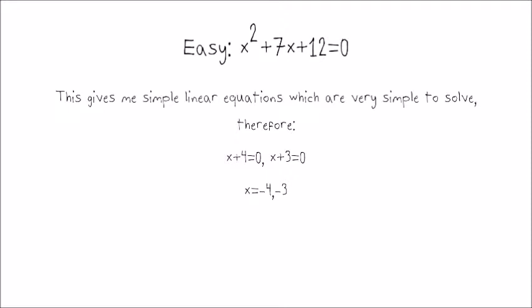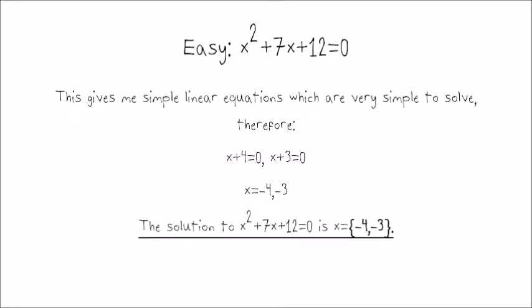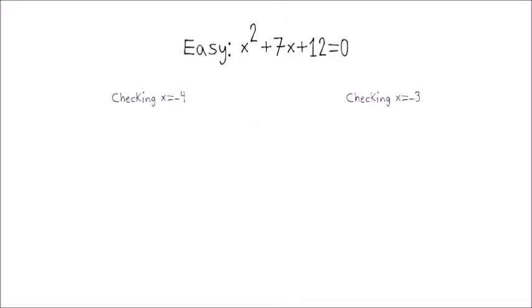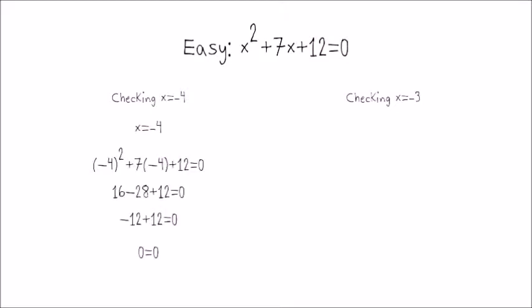Therefore, x plus 4 equals 0 or x plus 3 equals 0. If you're going to solve for that, doing very simple algebra, transposing positive 4 to the other side and changing its sign, as well as positive 3 to the other side and changing its sign, it becomes x equals negative 4 or negative 3. The solution to x squared plus 7x plus 12 equals 0 is x equals negative 4 or negative 3. Now, we have to check if our solution set is correct. So, checking x equals negative 4, x equals negative 4 seems to satisfy the equation, so it's correct. X equals negative 3 also seems to satisfy the equation, so it's also correct.